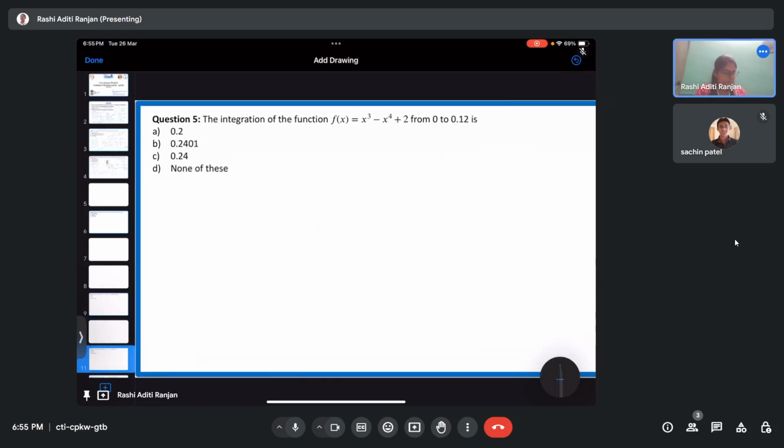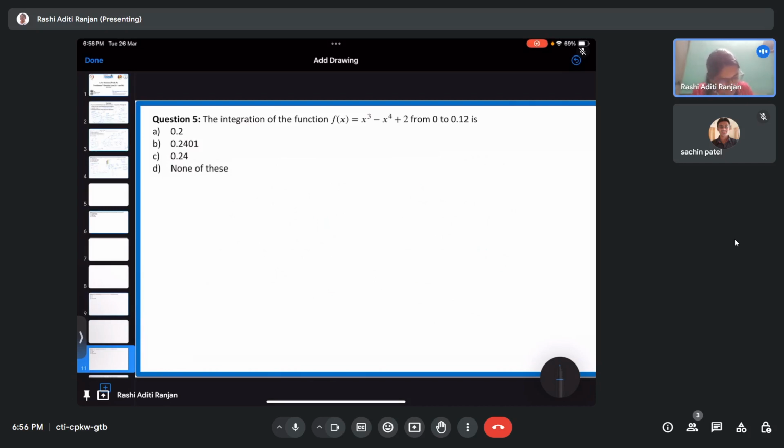Now coming on to question number 5. Okay, so question number 5 says the integration of a function from 0 to 0.12. Now this is the question of integration. Now this is again a very simple equation. So I'll first find out the analytical solution and then I'll find the numerical solution.